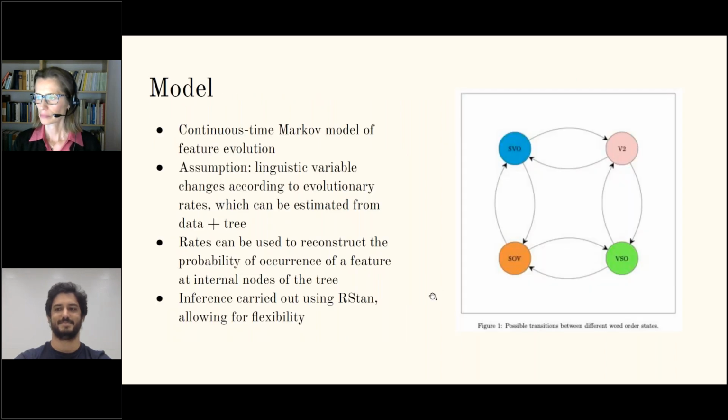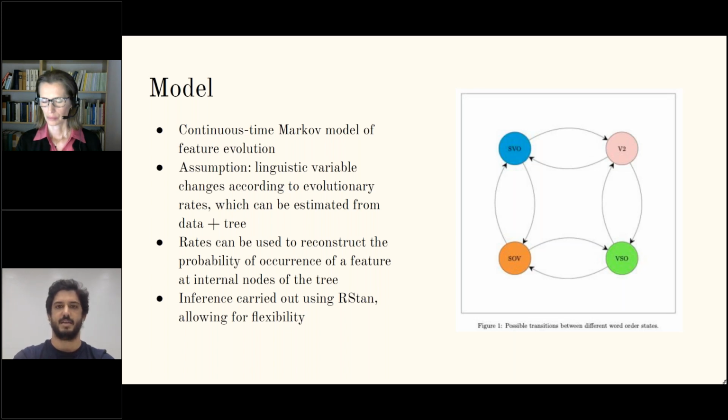Okay, next slide. Yes. So the model that we used is a fairly standard model of evolution for categorical features. It is basically adopted almost wholesale from computational biology. And this is the continuous time Markov model of feature evolution or character evolution. And it rests on one fairly basic assumption, and that is that the linguistic variable or variables in question change according to so-called evolutionary rates, which can be estimated from a vector of linguistic data and some sort of phylogenetic representation. So these rates have to be basically inferred from the data.